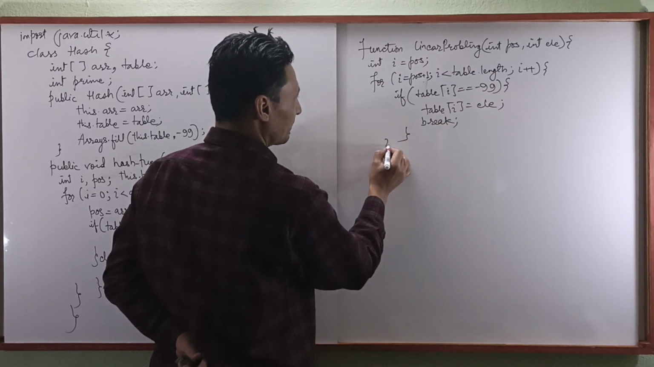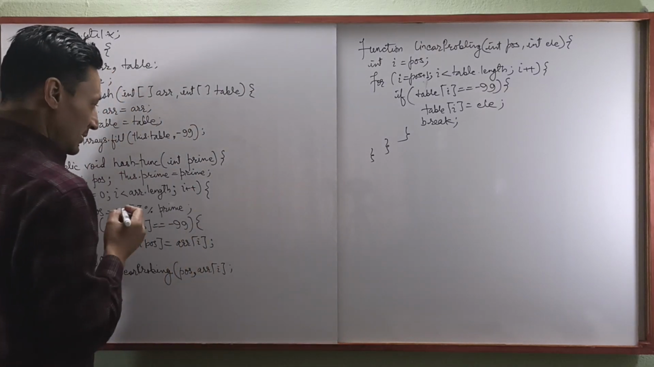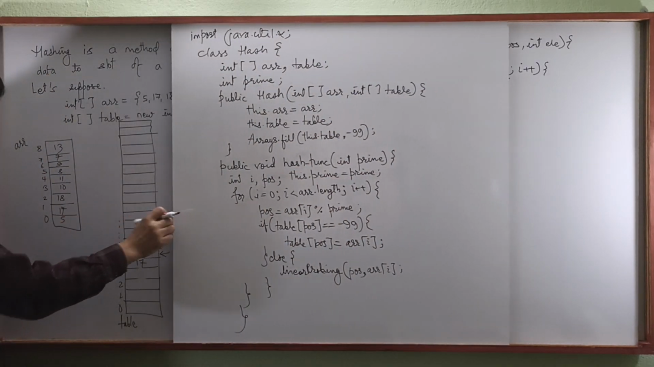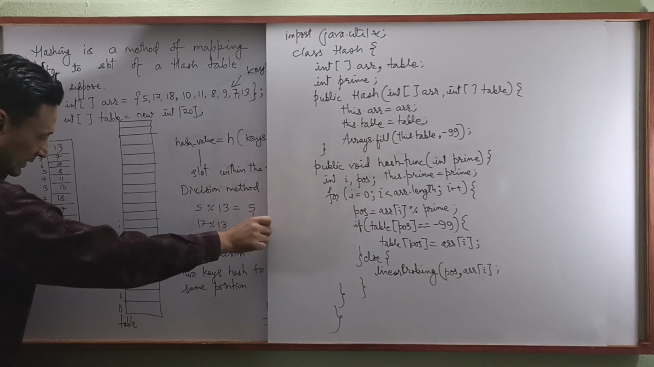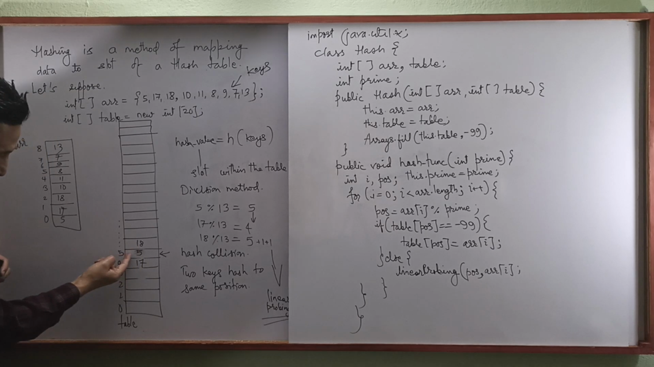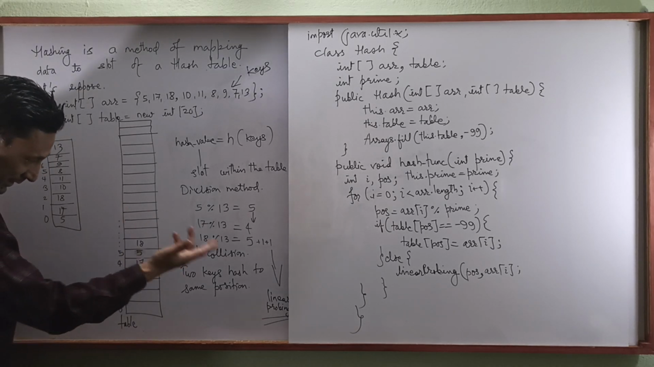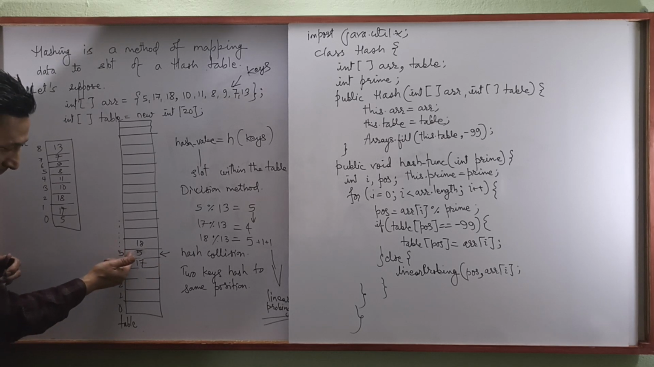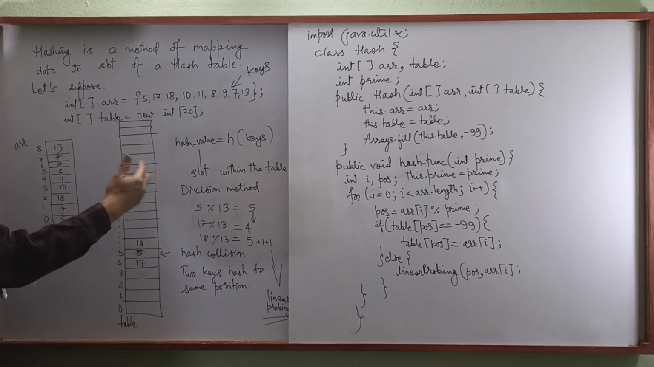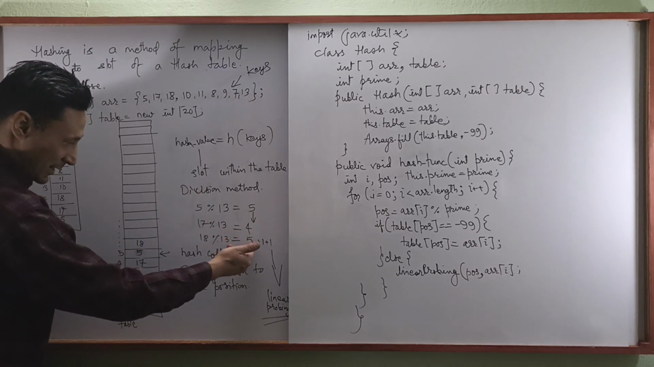Simple. Now what I am doing here is, let's suppose when we checked 18 and divided by 13, we got the remainder 5. So this is the 5, and this position is already occupied by some element. So we have to check whether there is any empty space after this or not. So we have to increment this value by 1.